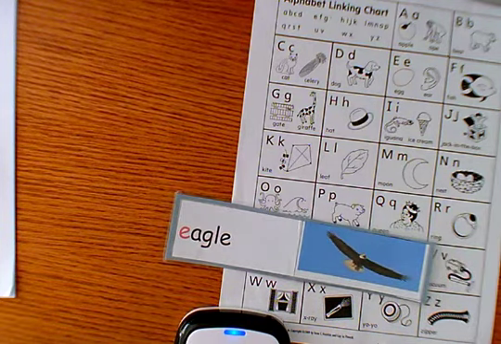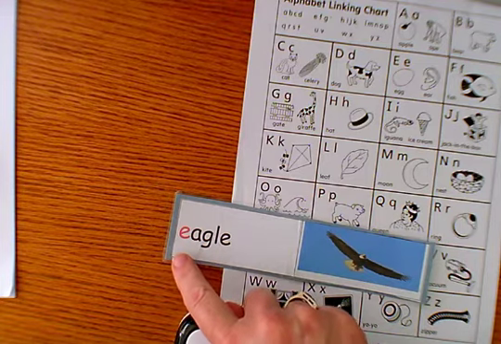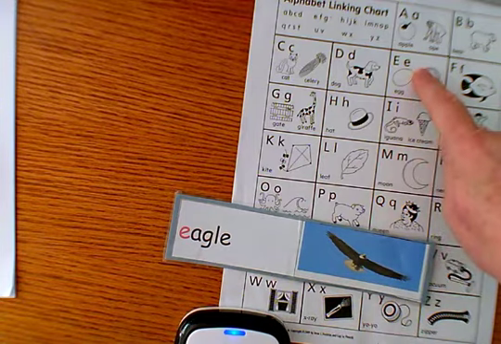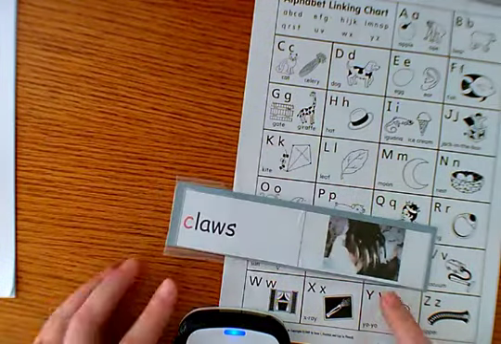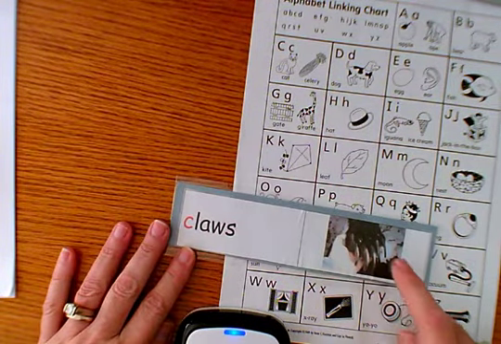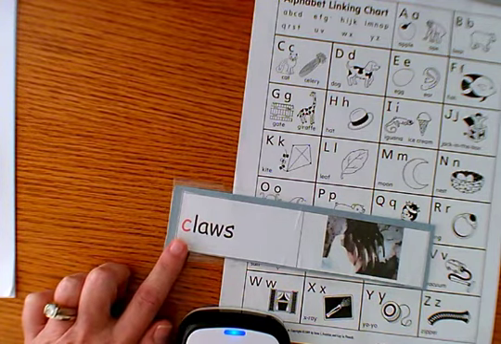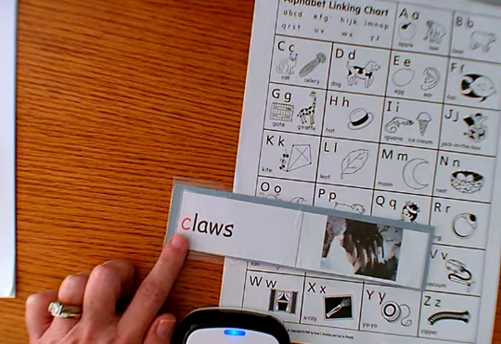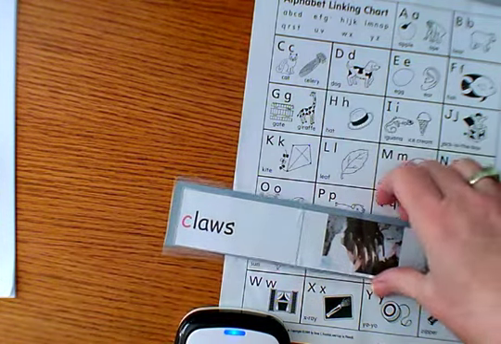This is an eagle. Big, little. What begins with, say the sound, say the word, with E. And now this time we're looking at the claws. K, k. Big, little. What begins with, say the sound, say the word, begin with C.